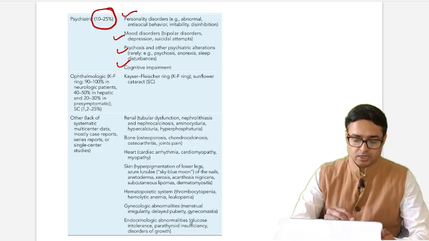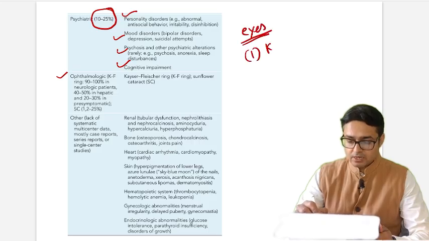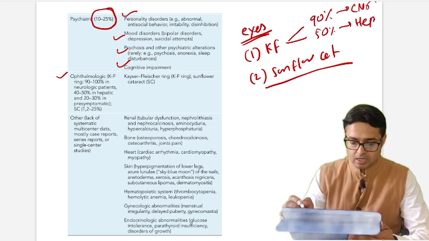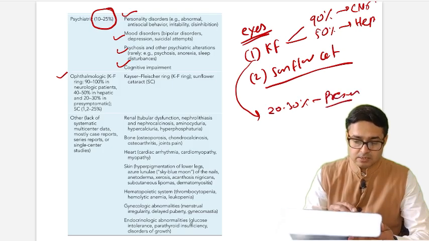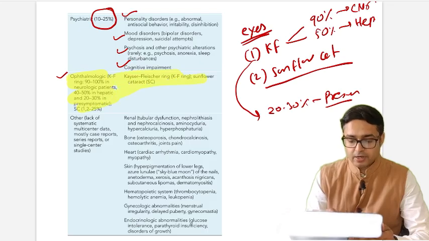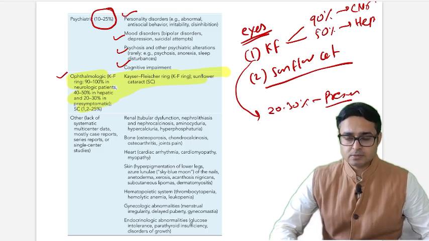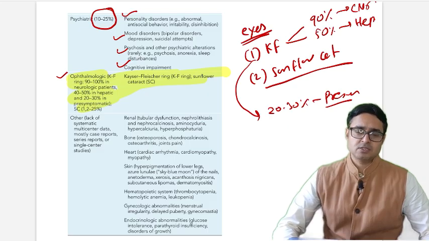Again, as we discussed, ophthalmological examination. So, KF ring. In the eyes, in Wilson disease, you can see first the KF ring and second the sunflower cataract. In KF ring, it is very important: if neurological symptoms are there, 90% in CNS cases, 50% in hepatic cases, and 20 to 30% in pre-symptomatic cases. If you find KF ring and CNS disease associated, the chances of finding KF ring are approximately 90%. If the patient is presenting with only hepatic disease, chances of finding KF ring are around 50%, and even in asymptomatic or pre-symptomatic patients, there are 10 to 15% or 20% chances of finding KF ring.